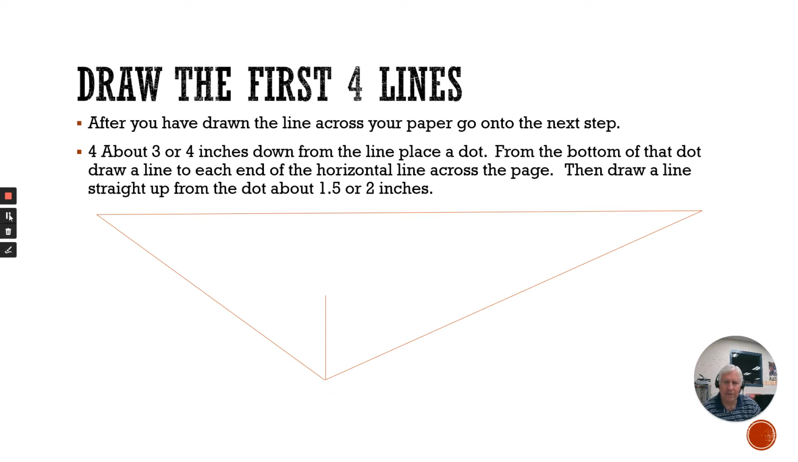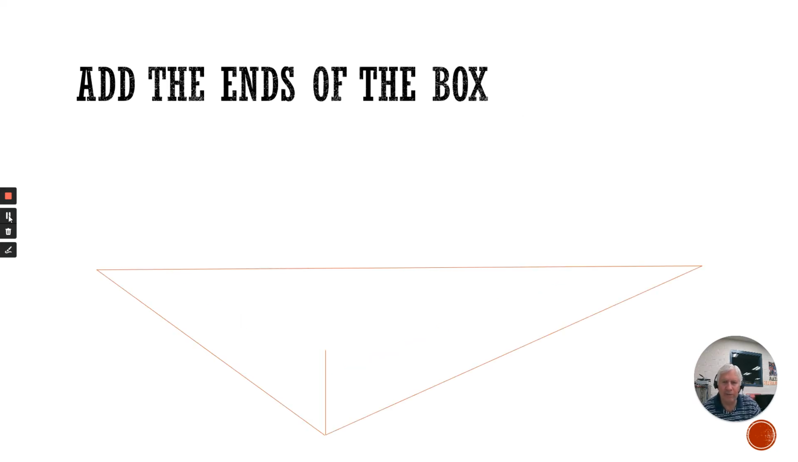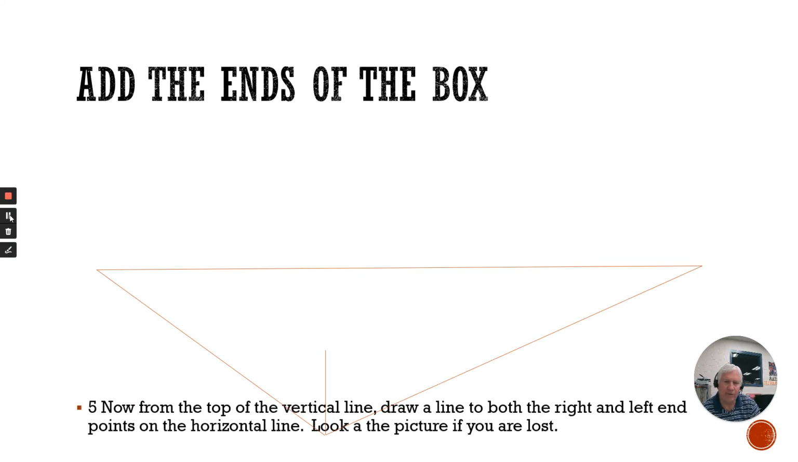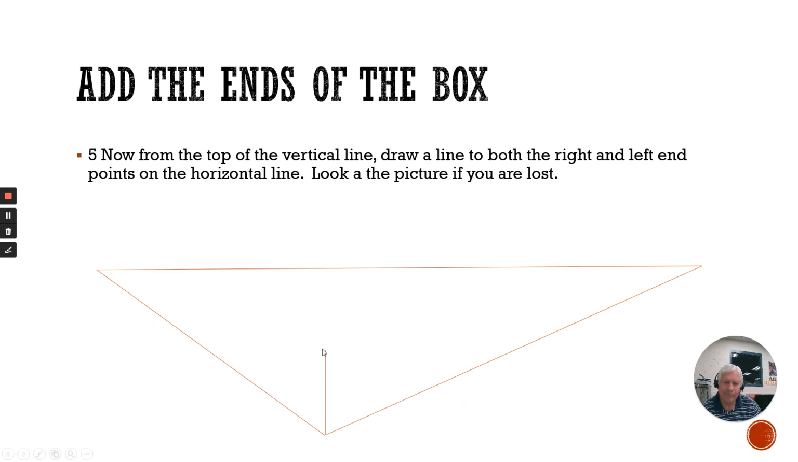Okay, I'm going to pause this for a minute. All right. The next thing you're going to do is put lines from the ends of this. So from the top of your vertical line, you're going to go to the left, and then you're going to go to the right. So I'll put those in now. Kind of looks kind of crazy. If you can kind of visualize this, you've got the front end of a box. We're going to make a box.